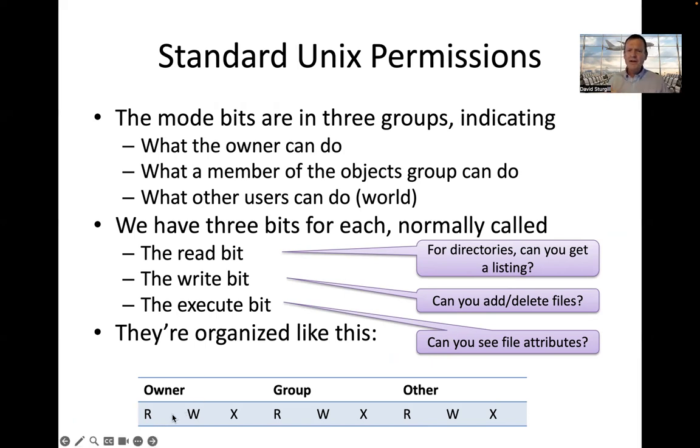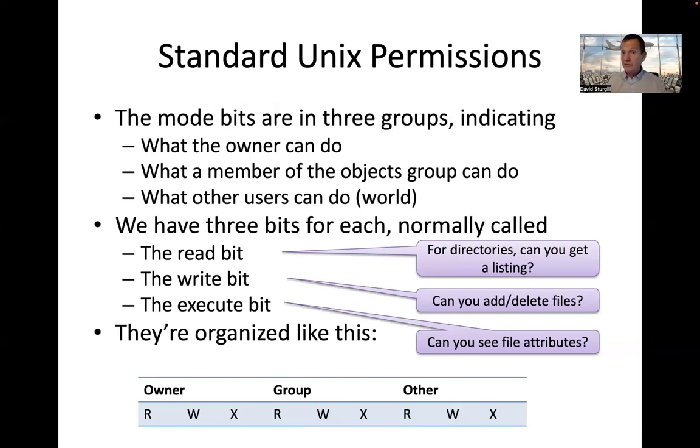Can you execute it? And then the next 3 bits say what the owner of the object can do. And normally you'll give more permissions to the owner than members of that group, and you might give more permissions to other members of that group than you do to other users. But you wouldn't have to do it this way. You could actually use some of these tricks to restrict access to an object for a particular set of users.